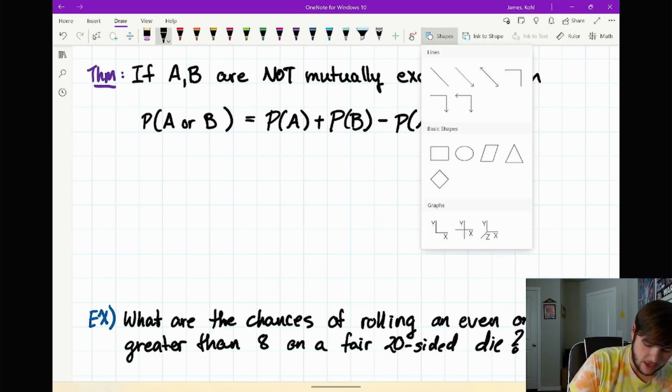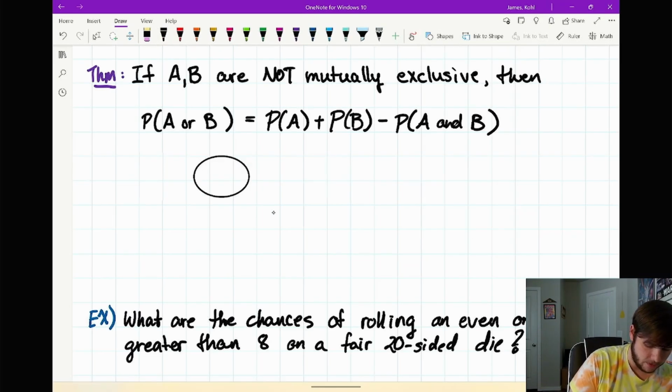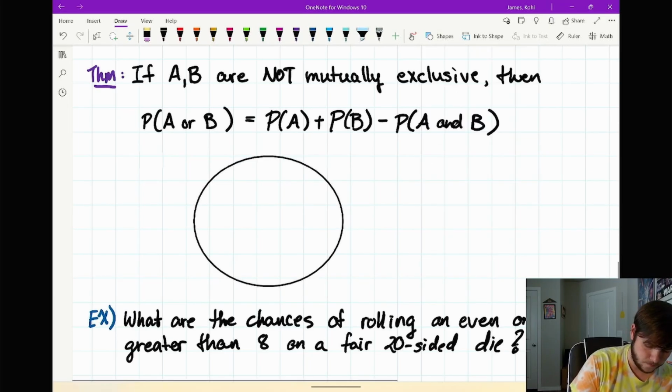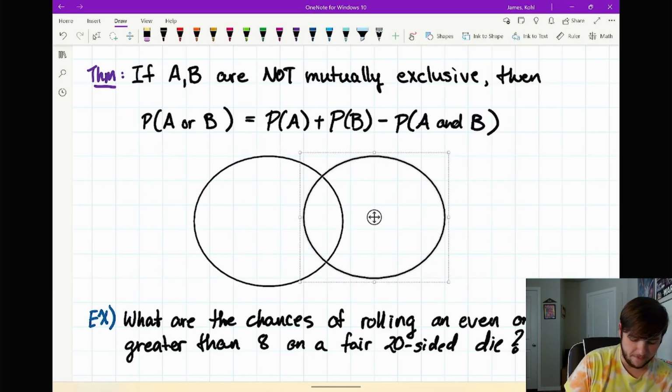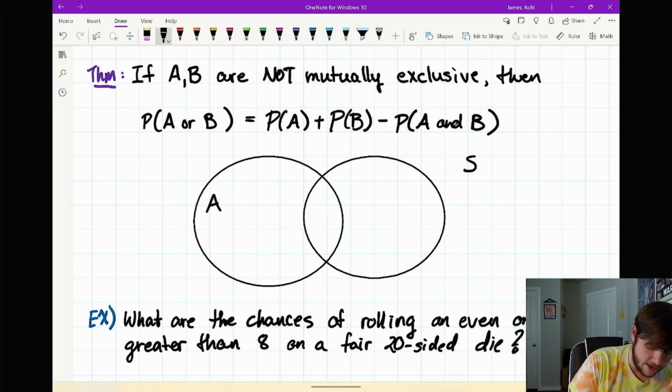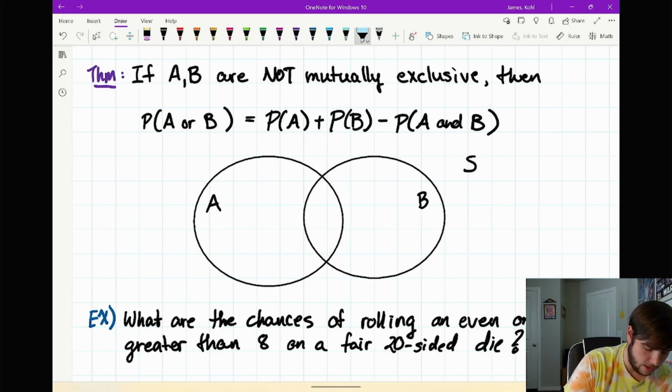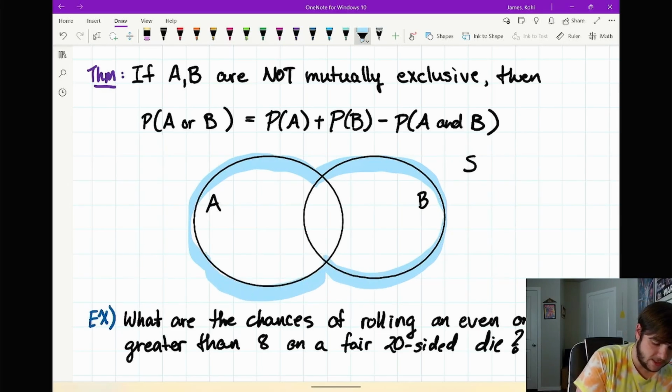So if I think about my sample space as a Venn diagram, where everything in the universe and on the page is S. Here's A and here's B. The probability of A or B happening is the whole Venn diagram. Right? This is the probability of A or B happening.